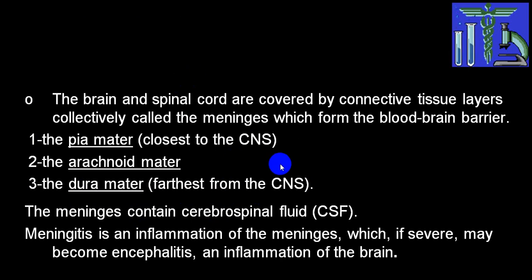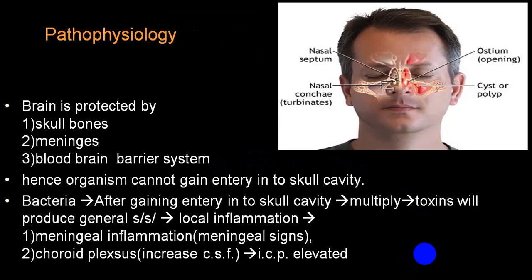Among pathophysiology, we know that the brain is protected by three layers, that is pia, arachnoid and dura mater, which protect the brain from getting infections, and the skull bone itself will also prevent direct entry of organisms into the skull cavity, as well as the blood-brain barrier system will also protect the entry of organisms into CSF. So the brain is protected by skull, meninges and blood-brain barrier system.